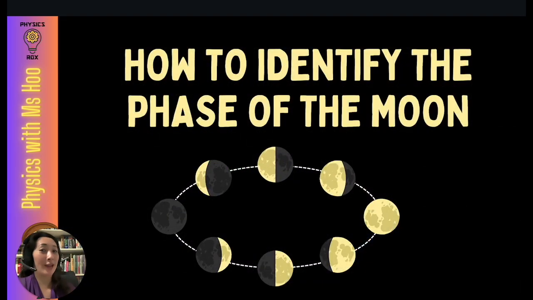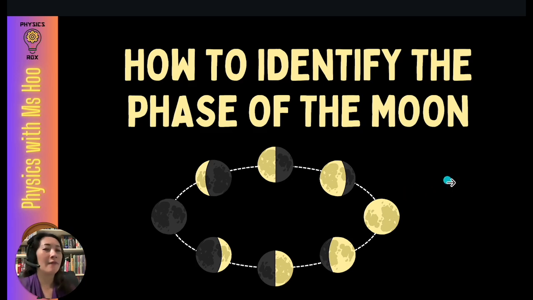Now, let's go through a bonus section, which I have included in this video lesson for you. How to identify the phase of the moon. By now, we already know the different phases of the moon within the lunar cycle. And of course, there are some phases which are really easy to identify. For example, you can easily identify the new moon and the full moon, like duh, right?